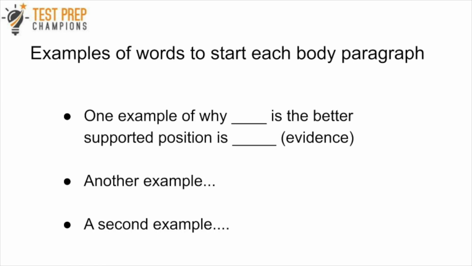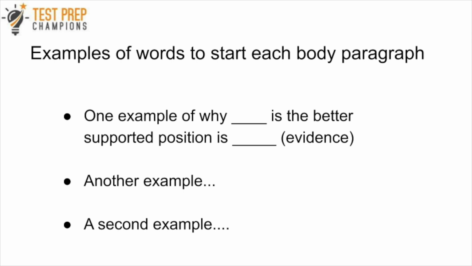Now, here is another way that you can start each body paragraph, and this might be even simpler. So you could start each body paragraph by saying something like, one example of why blank is the better supported position is blank. And the first blank would be the author's name, or if it's the letter or the editorial, whatever. You would say, for example, one example of why author A's position is the better supported position is because there are more facts and statistics. All right, and so then you would put your evidence there at the end of that sentence. Okay, so you could then start the next paragraph with another example and then do the same type of thing. Another example of why author A has the better argument is because of more facts and statistics, or because they cite expert opinions, or whatever it is, all right? And then another way you could do it is a second example.